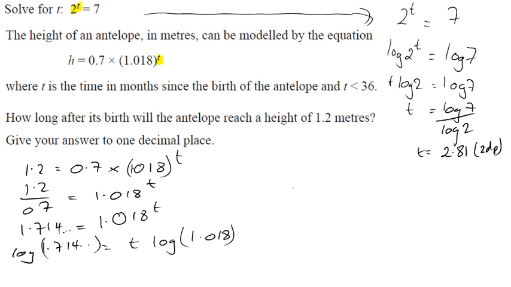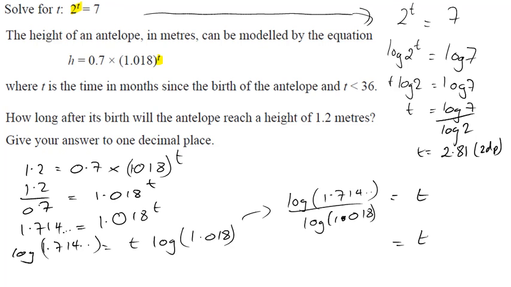So now I'm just going to go over here because I've got fractionally more space. If I take the log 1.018 over the other side, I get log 1.714 and lots of decimal places divided by log 1.018, and that equals t. And at that point I needed to make sure I kept all those decimal places because otherwise my number will change. So that gives me t to one decimal place is 30.2 months.